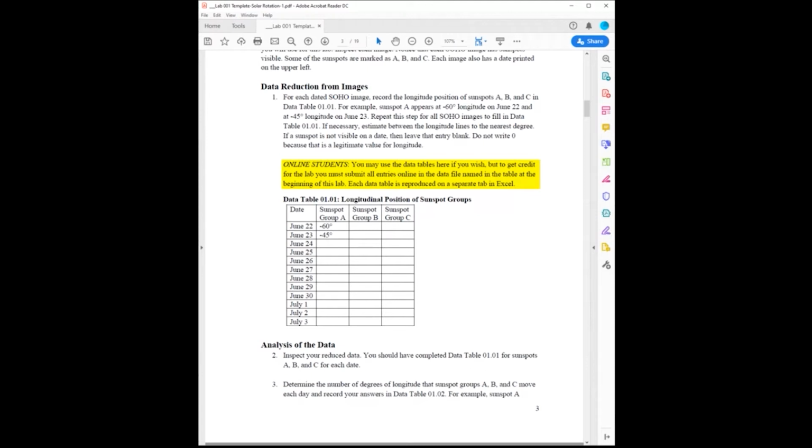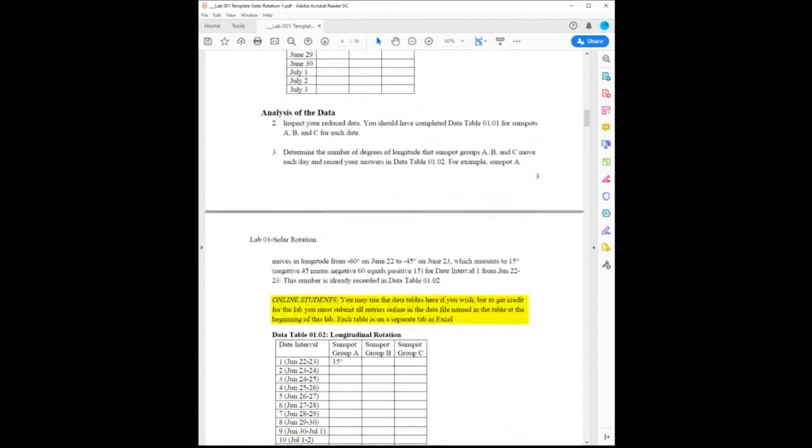After you fill in this table, by the way, sunspot group B on June 22nd wasn't present on the face of the sun, so you just leave that blank. You don't put 0 or anything there because 0 would actually be a legitimate longitude entry. So you just leave it blank, and you'll have fewer entries for group B than you do some of the others. Okay, then we get to the analysis section.